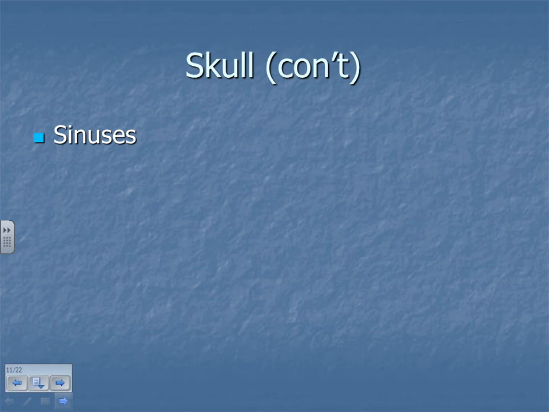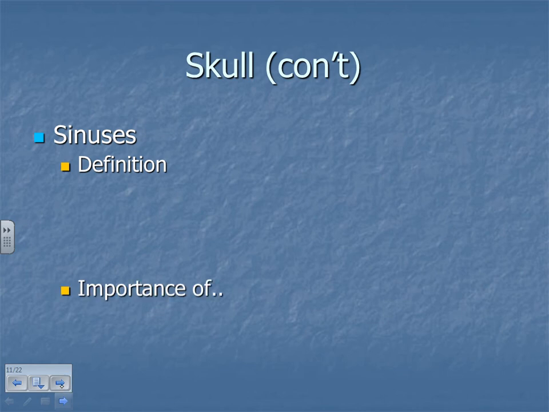Sinuses. Some of us are having trouble with sinuses and some of us don't. The definition of a sinus is a space inside of bone. It's an actual physical cavity within the bone. And these show up on your colored skull diagram, but they're actual physical spaces. You've got several of them.